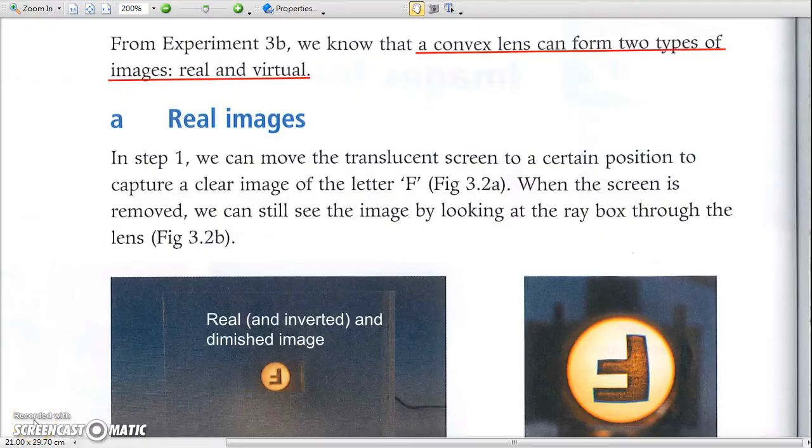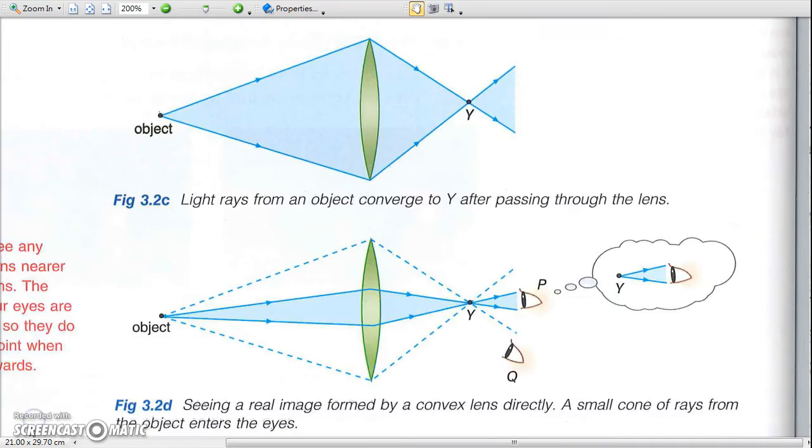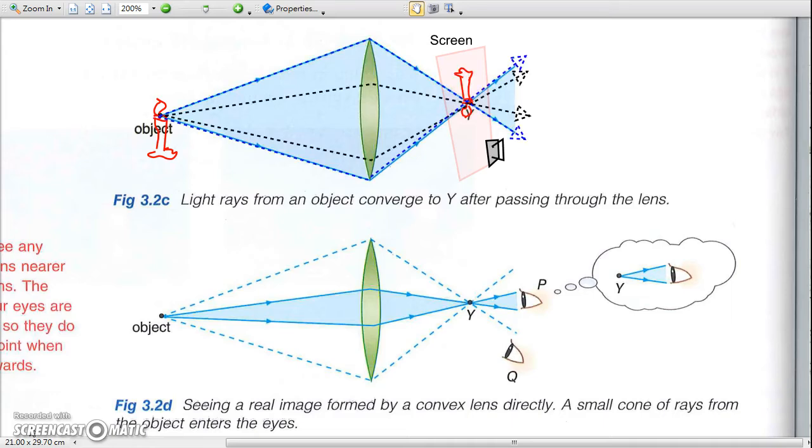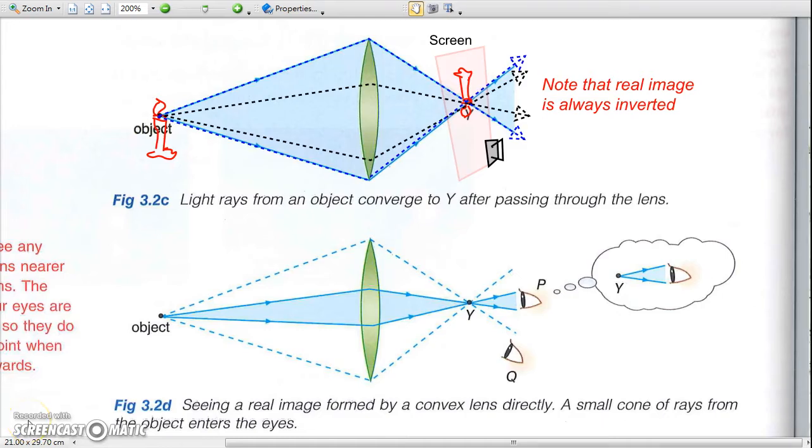A real image can be projected onto a screen. The light rays from a single point of the object that pass through the lens are first converged to a single point, and so the light rays received by the eye appear to come from that point, which is a real image. With a screen, the light rays may form a clear image on the screen, and so a real image is projected on the screen.